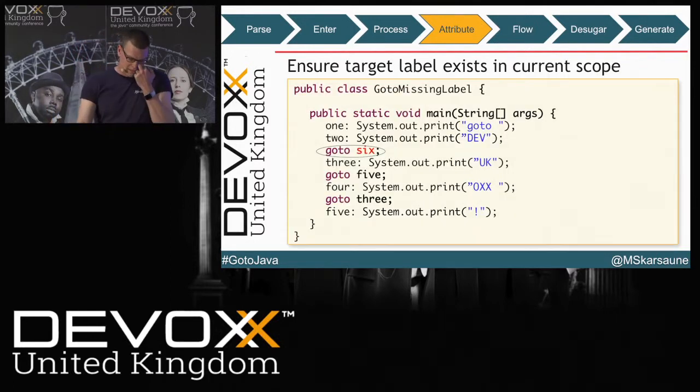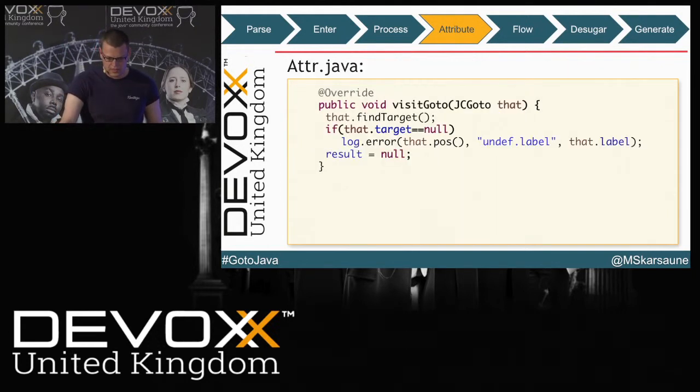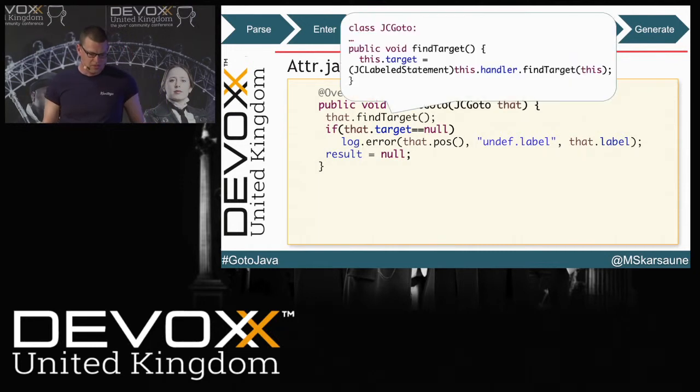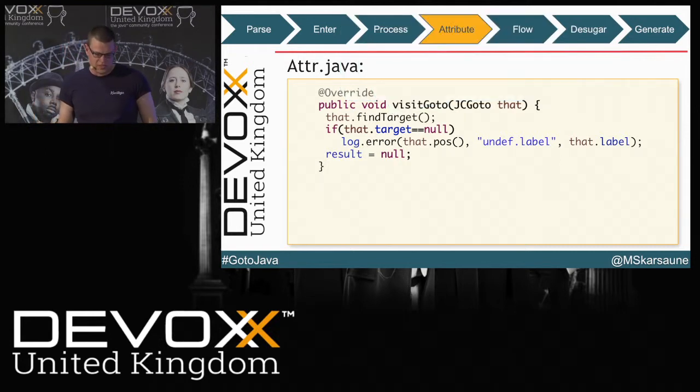So what's valid in our case? Well, we said that if you attempted to do a goto to something that's not there, we would like to detect that. And the way we do that is this one visitor that I said was mandatory, the Attr, of attribution. We get a callback for each goto. In the goto class, we have a way through this helper object to find the target in our scope. If it's not there, we give a compilation error.